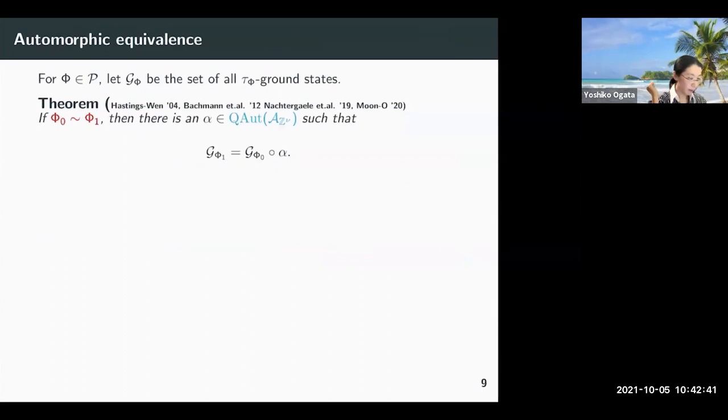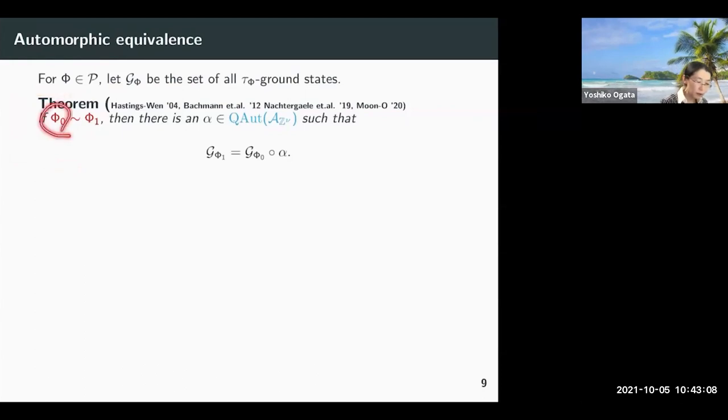There is a theorem to help us with such an analysis, which is called automorphic equivalence in the field. So let me explain it. For each interaction phi, I denote by G phi the set of all tau phi ground states. And the automorphic equivalence is a theorem written here, which says the following.